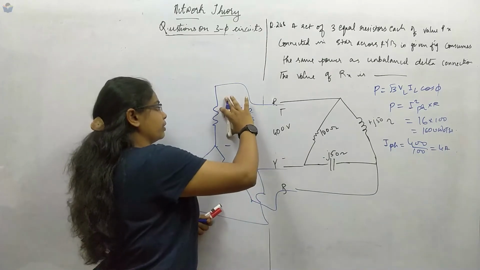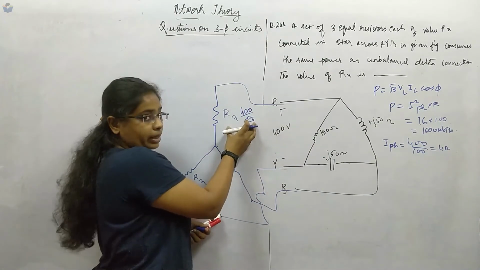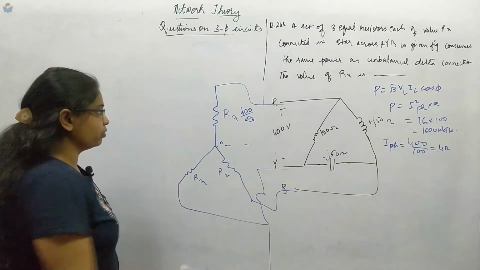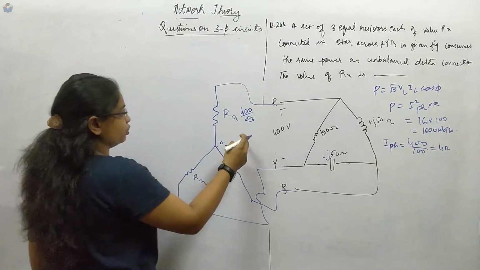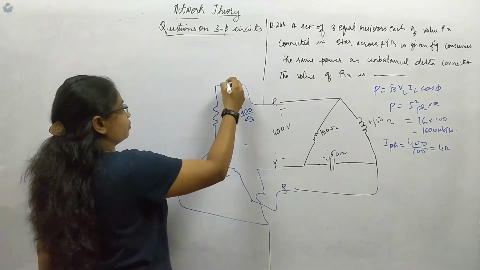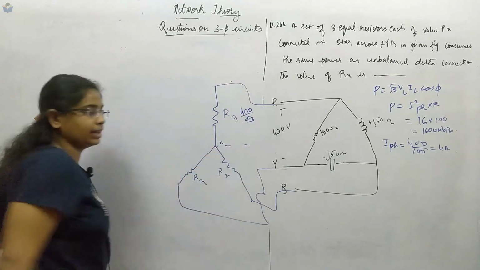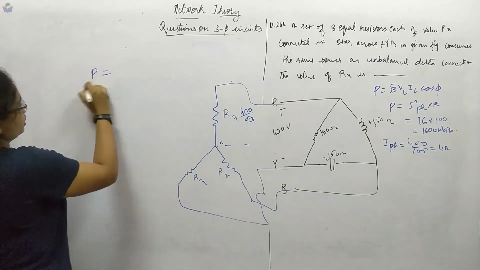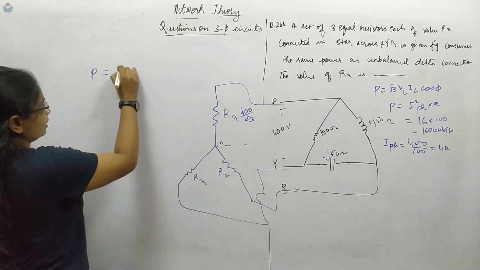So the phase voltage will be here 400 by root 3, from neutral to line. Now we have to find this Rx value. To find Rx, we have to find what is the current in this one. But we have one more formula also. P is equal to, now we have to take it as 3 times.